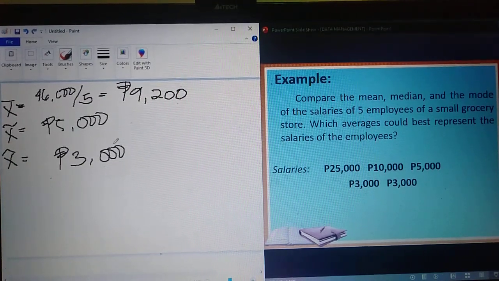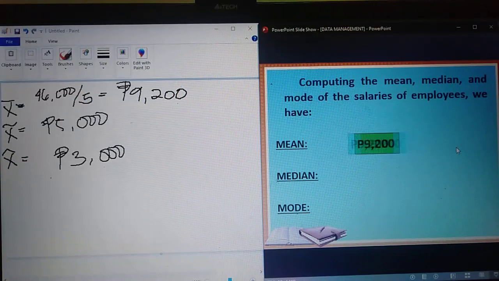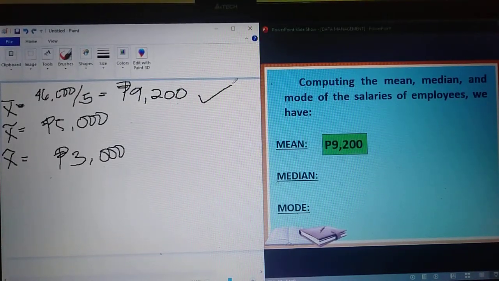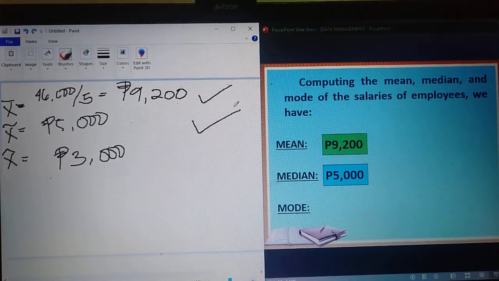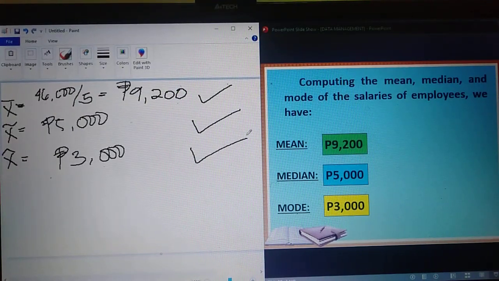So, let's see if our answers are correct dito sa ating PowerPoint. Ayan, the mean is 9,200 pesos. Tama. Okay, tama. Ayan. And then, median, 5,000. Tama tayo ulit. Tama. And then, ang mode natin ay 3,000. So, ganyan lang po ka-easy ang mag-solve ng measures of central tendency in ungrouped data.